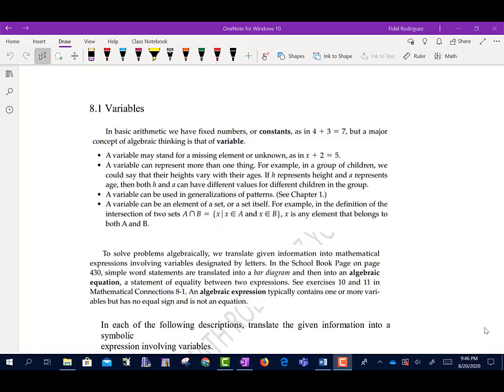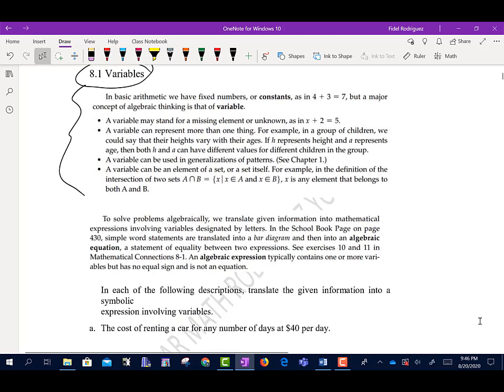Section 8.1 talks about variables. So let's read through some of this info that we have right here so that we can understand this concept. It says in basic arithmetic, we have fixed numbers or constants, as in 4 plus 3 equals 7, but a major concept of algebraic thinking is that of a variable. It says a variable may stand for a missing element or an unknown, as in x plus 2 equals 5, which we have here. It says a variable can represent more than one thing.